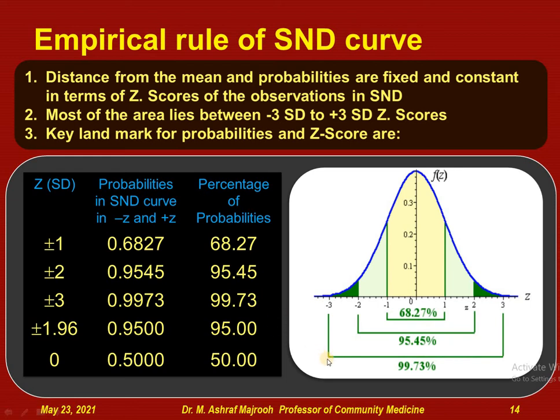99.73%. And similarly, if we want to have the exact probability at 95%, then it will be equal to plus minus 1.96 standard deviation instead of exactly 2. So at 0 standard deviation, there is probability of 0.5. So these are the empirical rules in standard normal distribution.